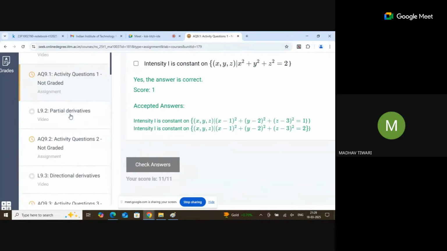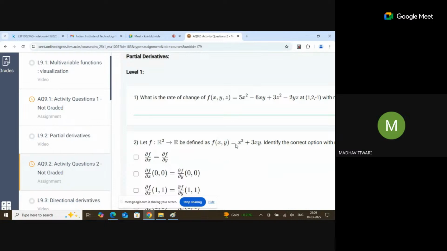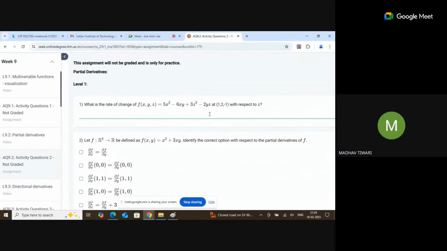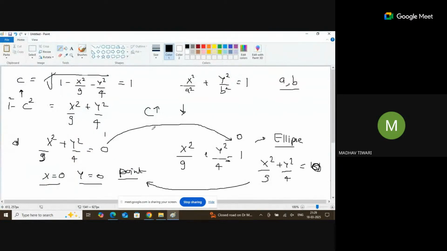From activity 9.2, let's do. Okay, how do you calculate the rate of change? Rate of change is nothing but you have to calculate with respect to some direction, or it is the partial derivative, you can say, with respect to z. You have to differentiate this function with respect to z and put this value. You are given this function. Let's take this and paste it here.